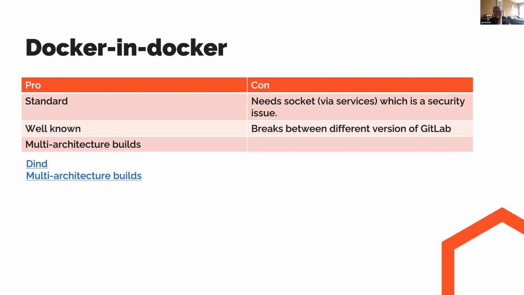The disadvantage of Docker in Docker is that it always needs a socket to communicate. And another disadvantage is that between different versions, well, I said different versions of GitLab, but it's actually different versions of Docker, it tends to break. And there's always a crutch you have to use to get it to work, which is not very comforting. So let's have a look at the examples.